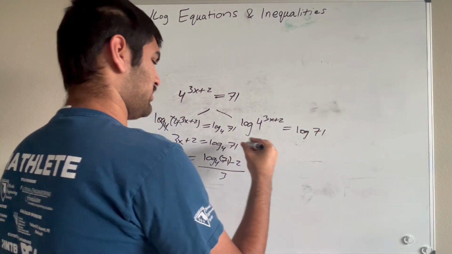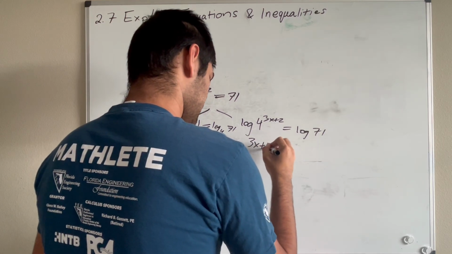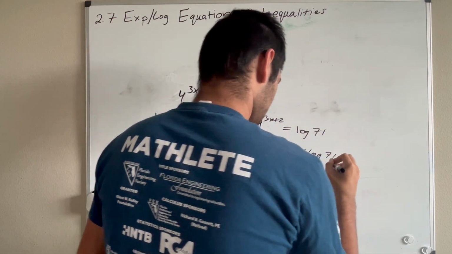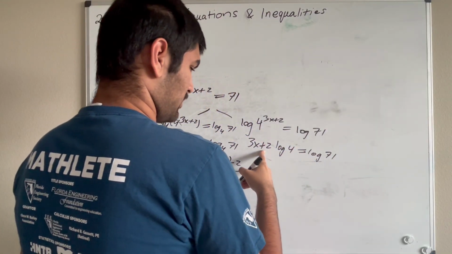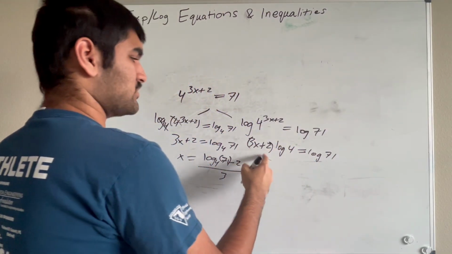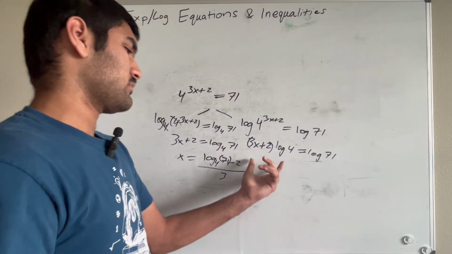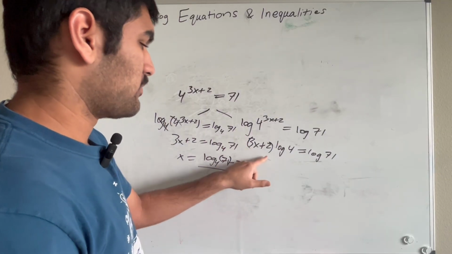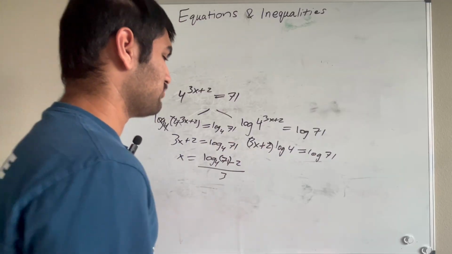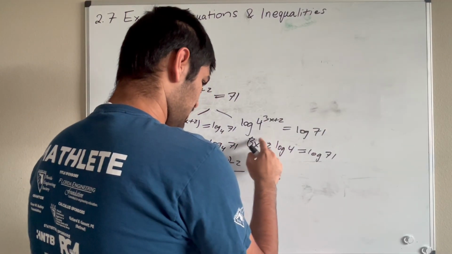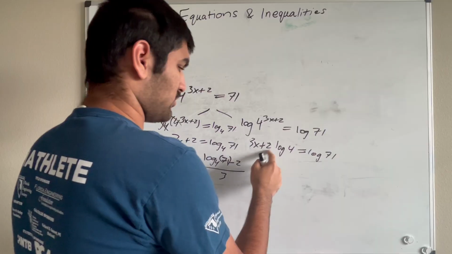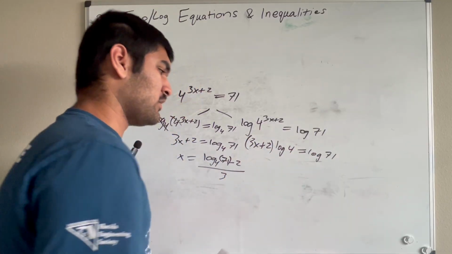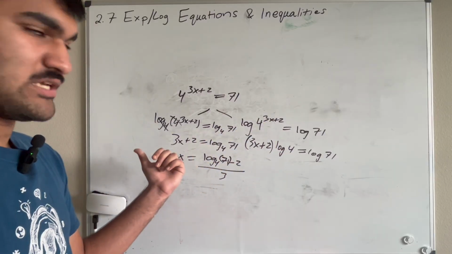Okay, and then you take the exponent out front, so you get 3x plus 2 log 4 is equal to log 71. And then this is a very important thing actually, is that when you take this out front, you have to put parentheses around it. Because what a lot of kids will do is they'll forget the parentheses, right? And then now it looks like only the 2 has the log 4 attached, even though the whole thing does. So it's very important that you put parentheses around it when you take the exponent out front.